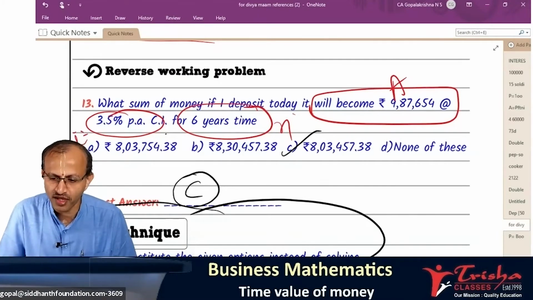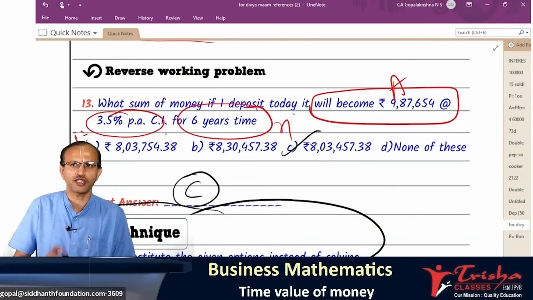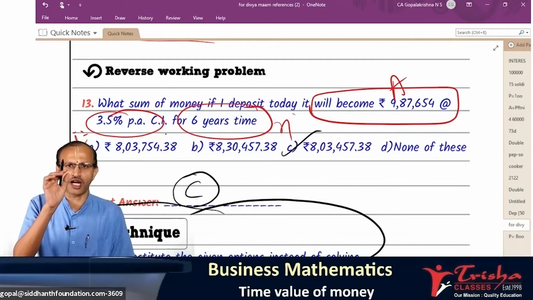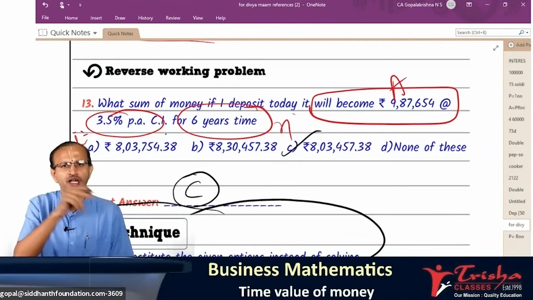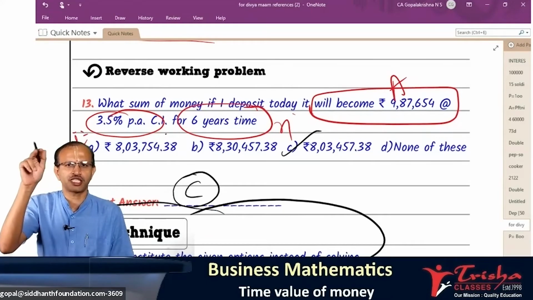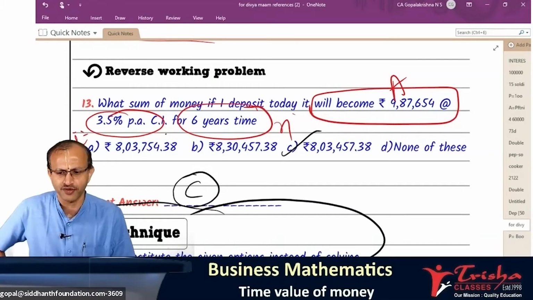There is a question from Prakash Rathore. Why is it divided by 1.08? Because of the amount formula, that is P into 1 plus I to the power n. So I want P when A is given, so the multiplication becomes division. Divide by 1.08 to the power 6. You divide again and again, you will get the answer. 4 or 5 times you have to do.